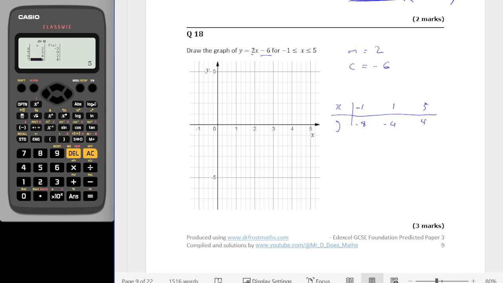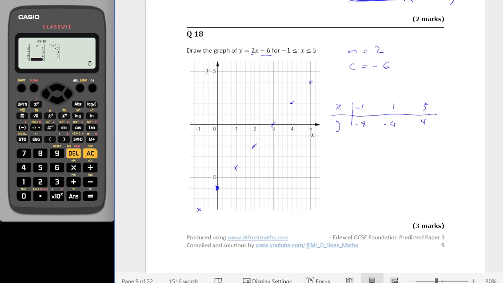So we're going to start at minus 6. On this graph, it's going down to minus 5, so that would be minus 6. And then for every 1 across, it's going to go up 2. 1 across, up 2. 1 across, up 2. 1 across, up 2. 1 back, down 2.